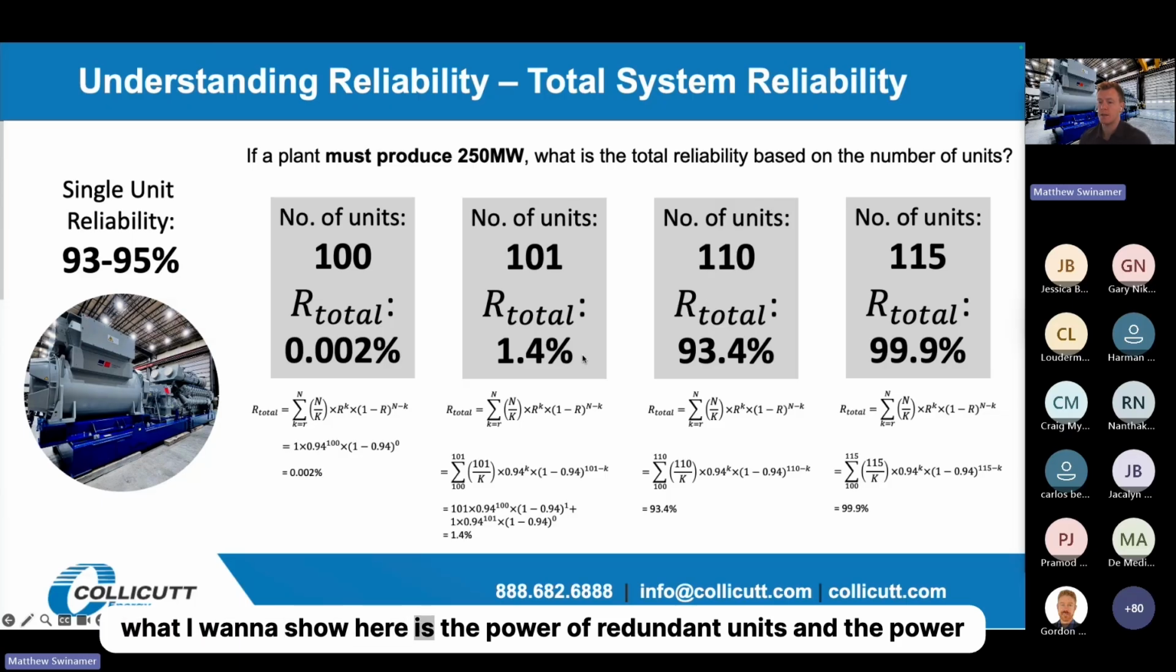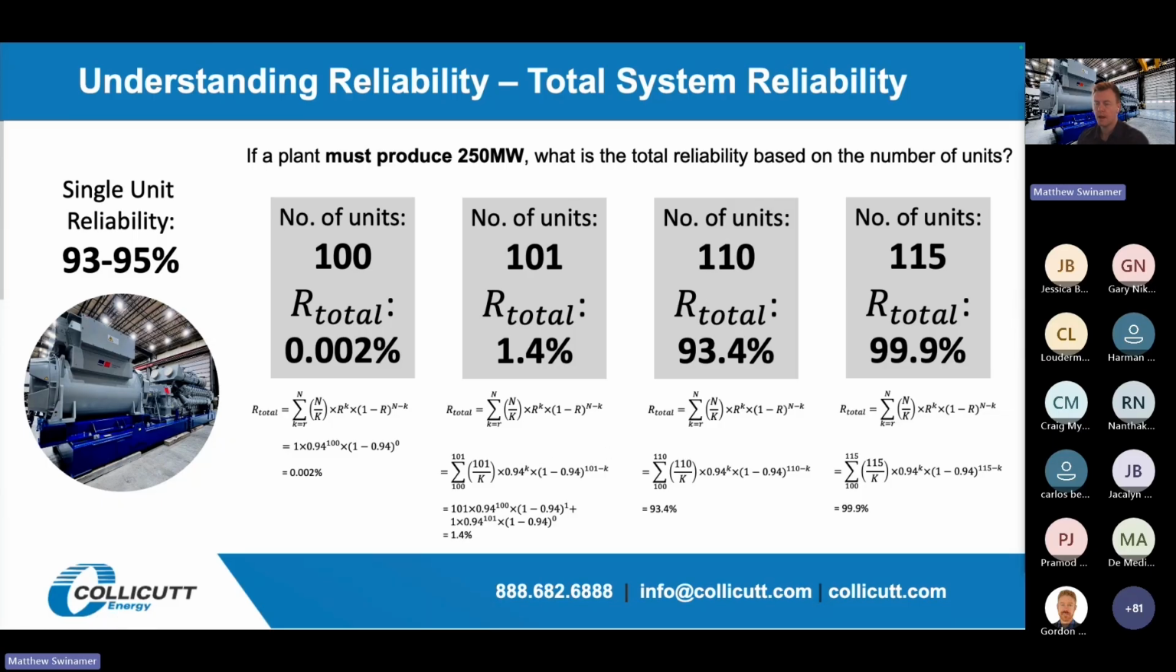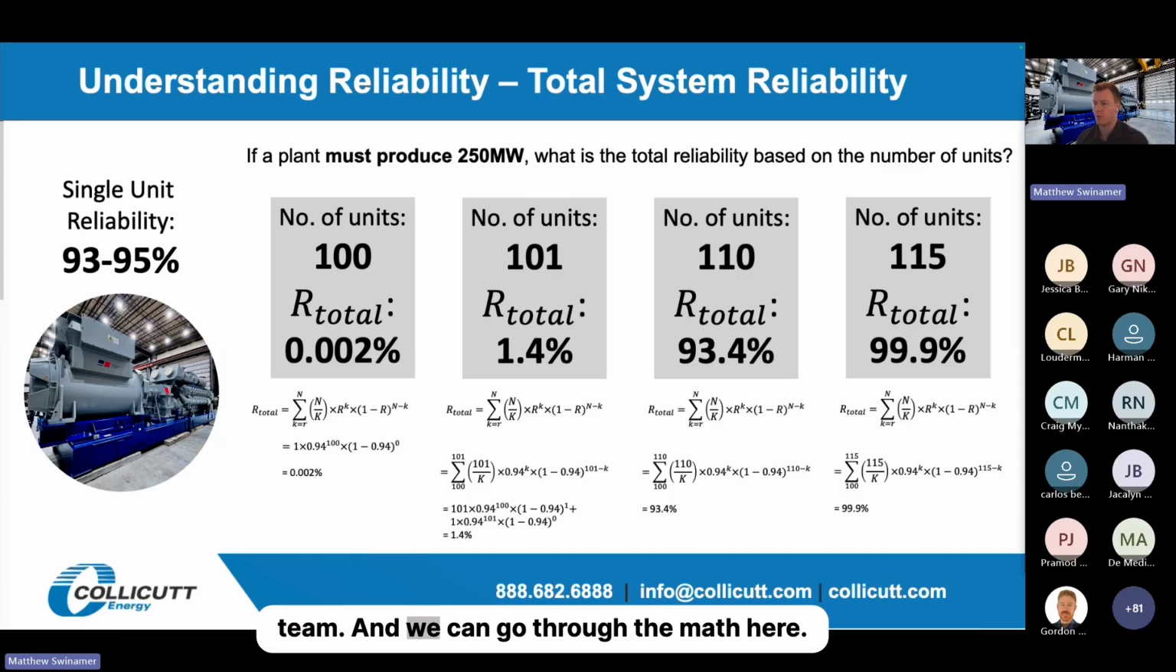What I want to show here is the power of redundant units and the power of having them paralleled to be able to meet that reliability requirement. I hope that makes sense. If you want to go through this in more detail, I'd love to find a time to meet with you virtually or individually or as a team, and we can go through the math here.